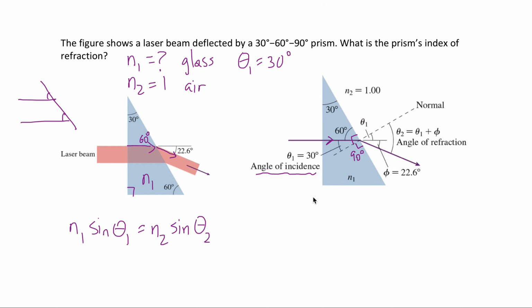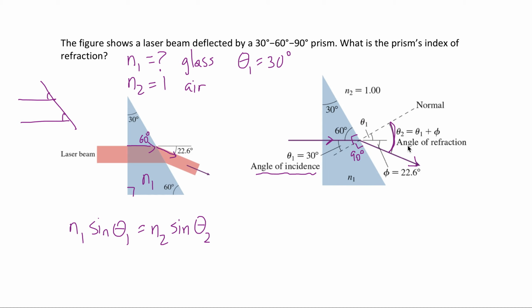And then we also need to figure out theta 2, the angle of refraction. So that is not the 22.6 that we are given, because we need the angle with respect to the normal. So once again, this picture has shown us the normal to the surface, this dashed line over here. The outgoing ray is in this direction. So we need this angle right here. That is the angle that the outgoing ray makes with that normal. That is angle 2, the angle of refraction.